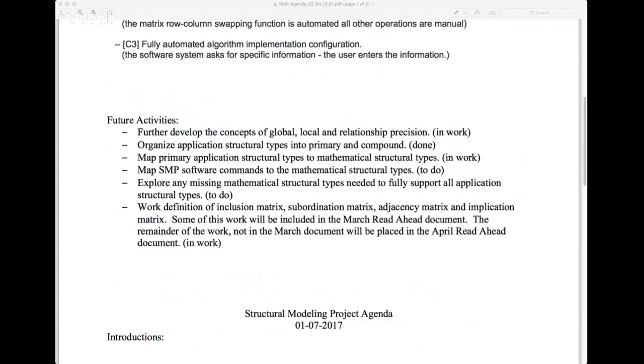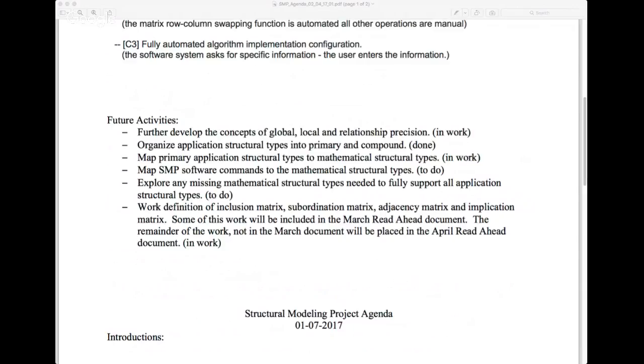So basically further develop the concepts of global, local, and relationship precision. So these are, all right, so Thomas is bailing out. Next time he hopes his microphone works, so do I. Local, global, and relationship precision on this particular part.